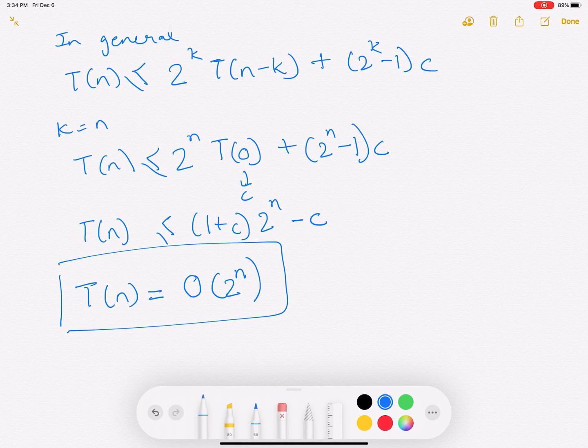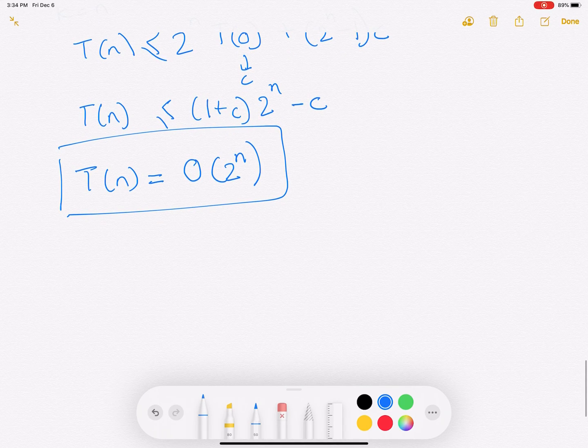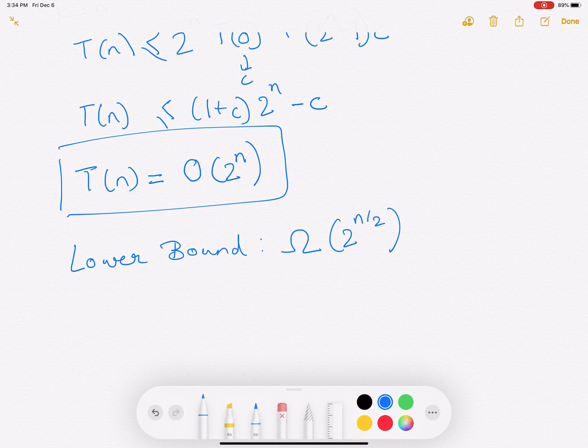So using the two approaches here, what have we established? We have found the lower bound, which is omega 2 to the n by 2, and upper bound, which is O of 2 to the n.